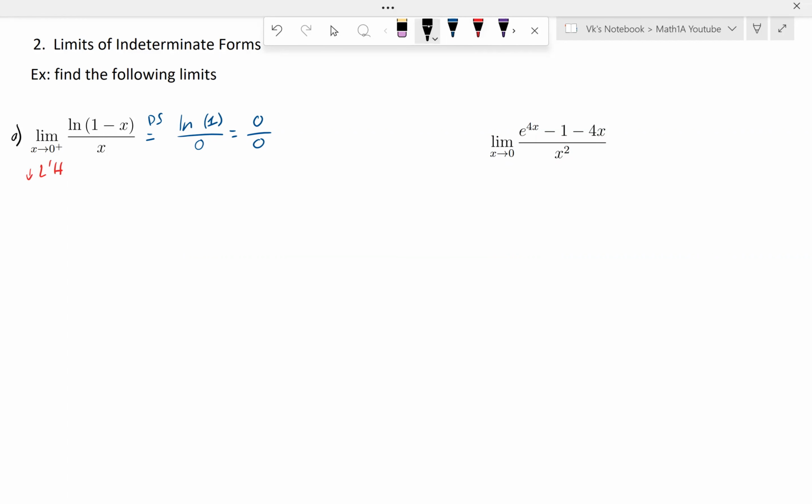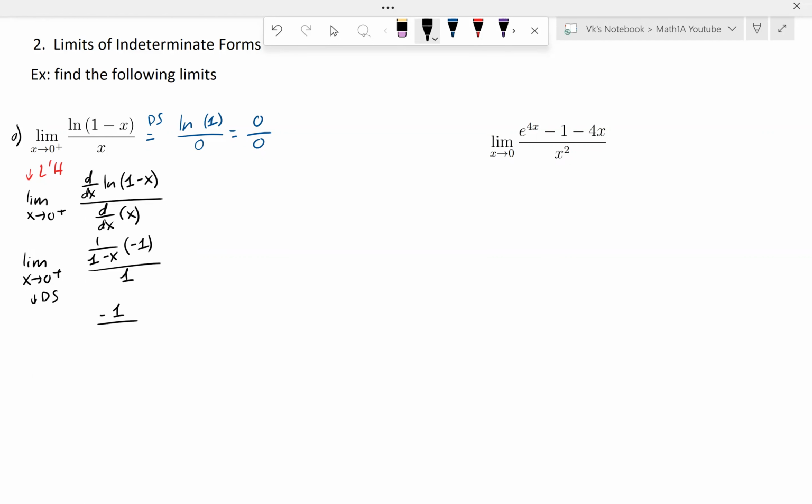LH: limit as x goes to 0 from the right side, derivative of ln(1 minus x) over derivative of x. The limit as x goes to 0 from the right side of 1 over 1 minus x multiplied by the derivative of 1 minus x, which is negative 1, over 1. And then from here, we can do a direct sub. We'll have negative 1 over 1 minus 0, which gives us negative 1 as the limit.